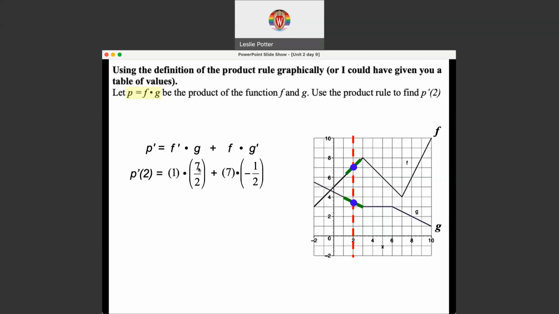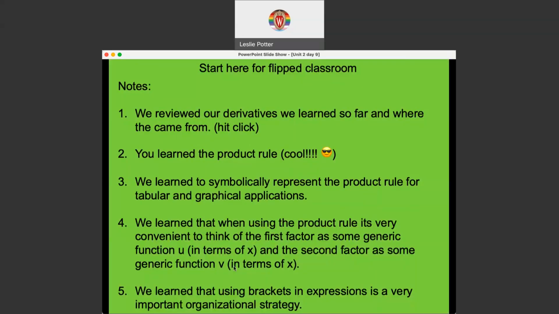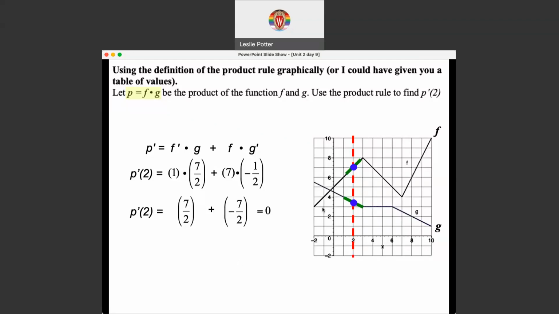So what do we have here? 1 times 7/2 is 7/2. 7 times a negative half is negative 7/2. Holy smokes. I found where the derivative is equal to 0. So the derivative of that product is equal to 0. Now, an interesting exercise would be to take the product of all of these function values, multiply them together, graph that, and see what the slope was at 2. Somewhere at 2 here, you're going to find out that you either have a hill or a valley, right? Some flat spot, because we found the derivative equal to 0. It'd be kind of a cool exercise.